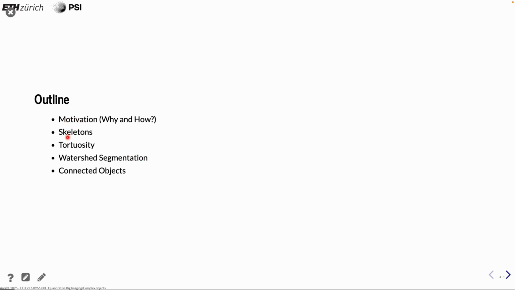So mainly the two main topics are skeletons and watershed segmentation, and how we can get the most out of these two methods. So two things are the tortuosity of the skeletons and the connected objects that we are going to look at.